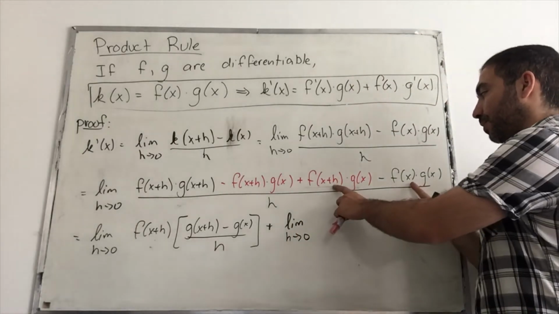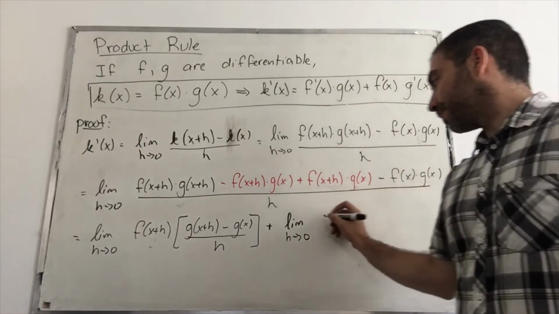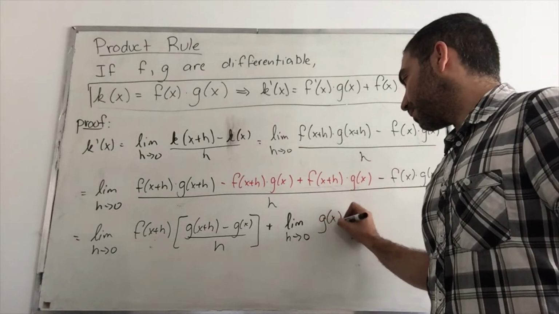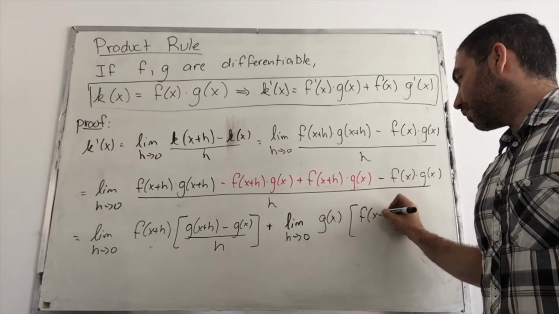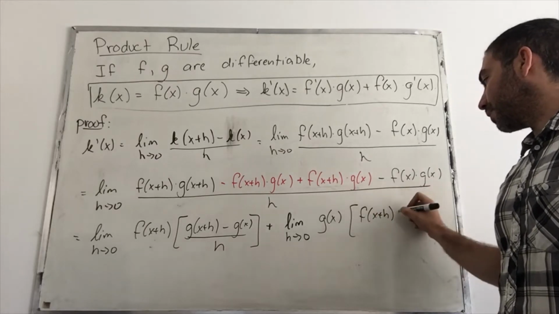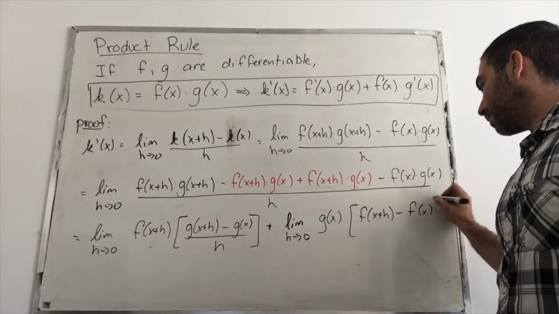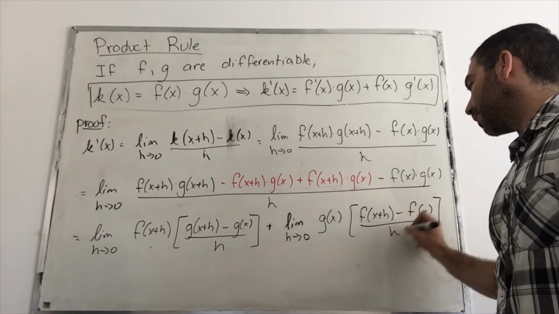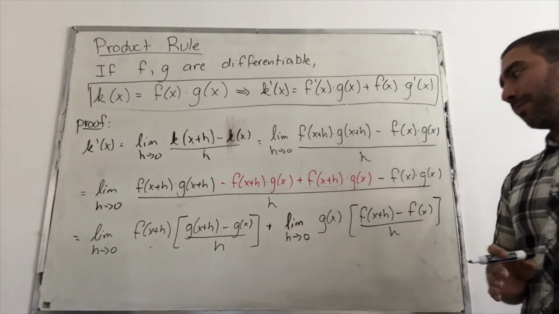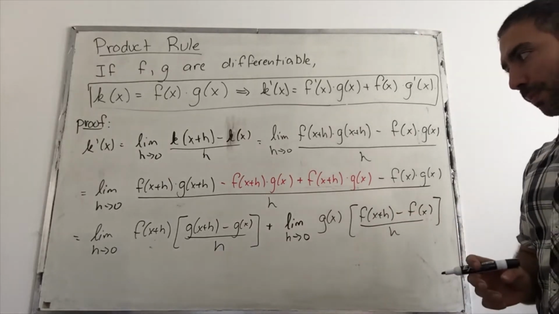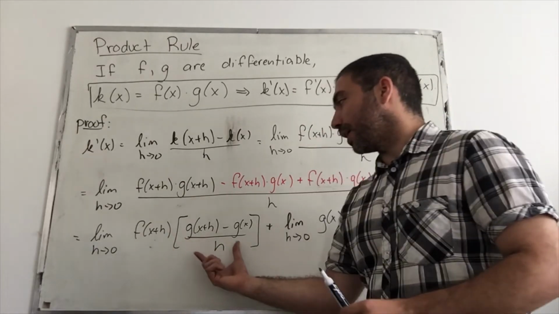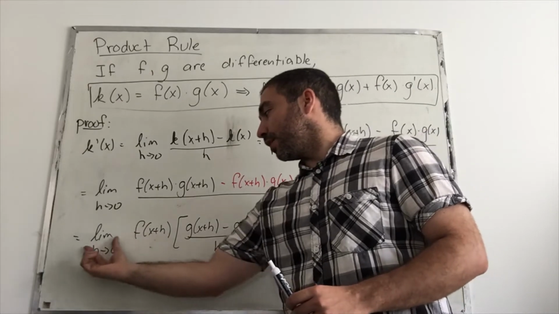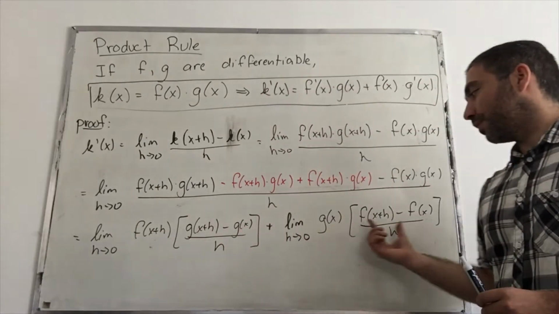And the last two terms, I'm going to factor out a g of x, leaving me with f of x plus h minus f of x. And we're just going to divide the whole thing here by h. Okay. And now what we're going to do is when you have a multiplication, again, you could take the limit of each term individually.